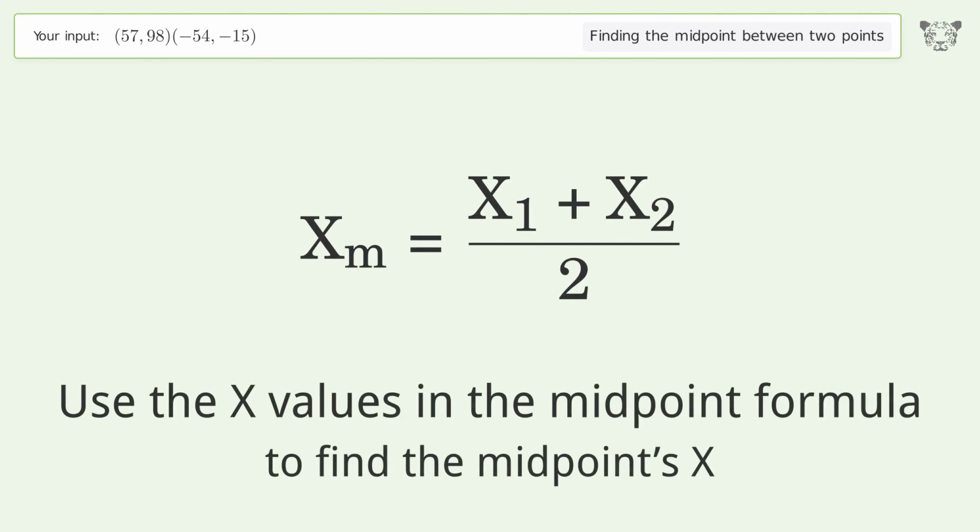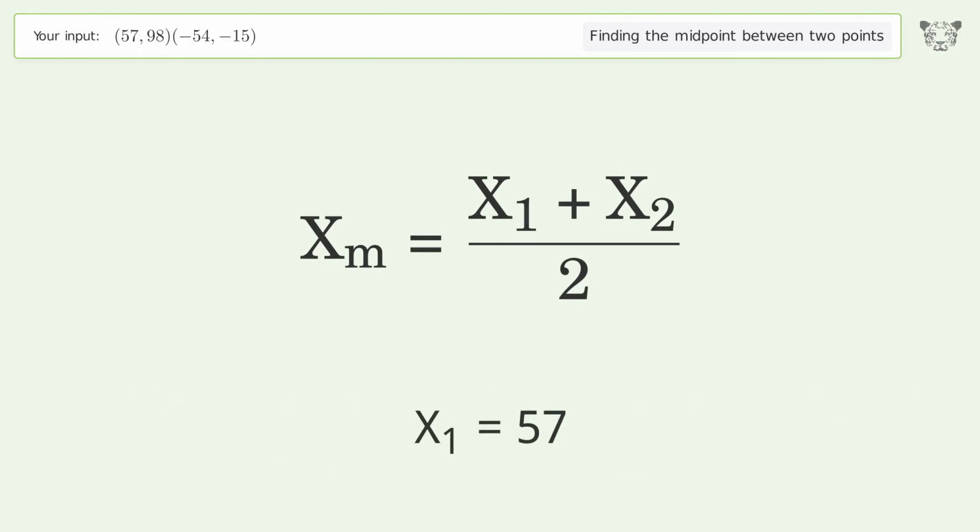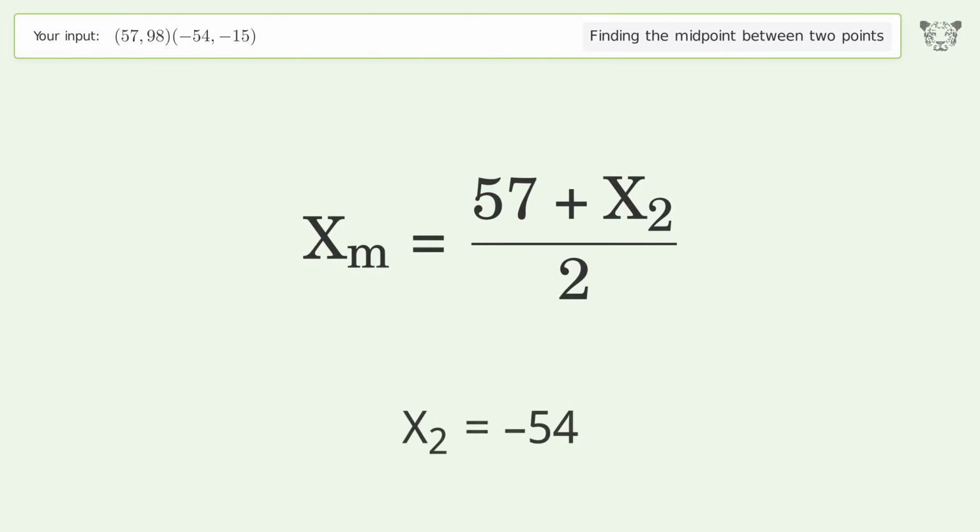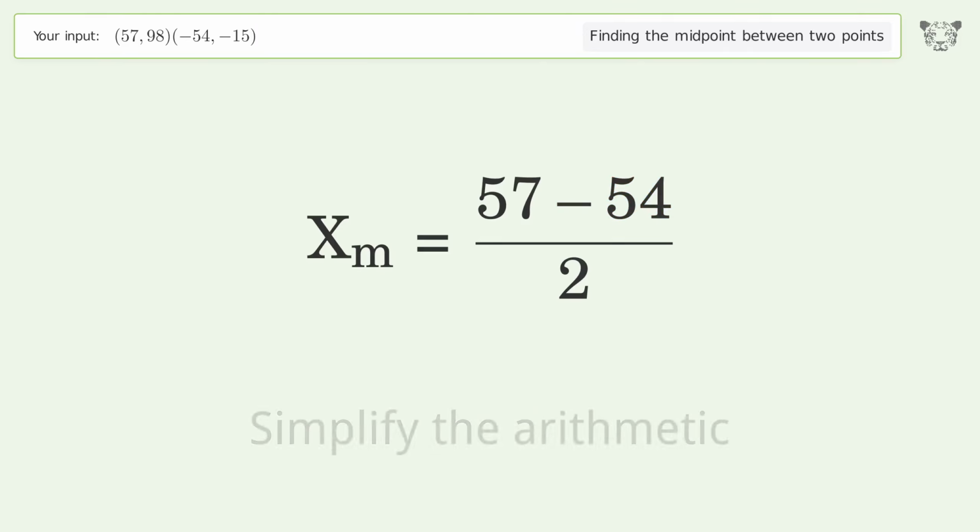Use the x values in the midpoint formula to find the midpoint's x. x1 equals 57. x2 equals negative 54. Simplify the arithmetic.